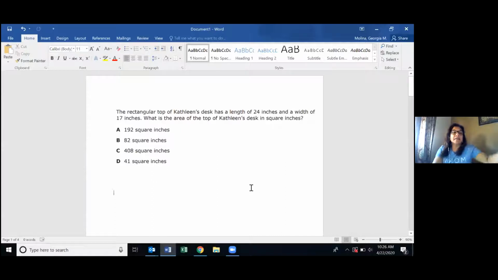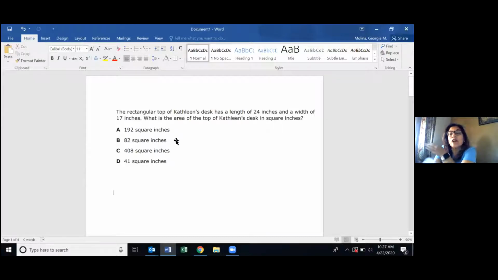Okay, can everybody see this problem here? It says the rectangle top of Kayleen's desk has the length of 24 inches with the width of 17 inches. What is the area of the top of Kayleen's desk in square inches? So boys and girls, what am I looking for? 24 times 17. Square inches. Area.